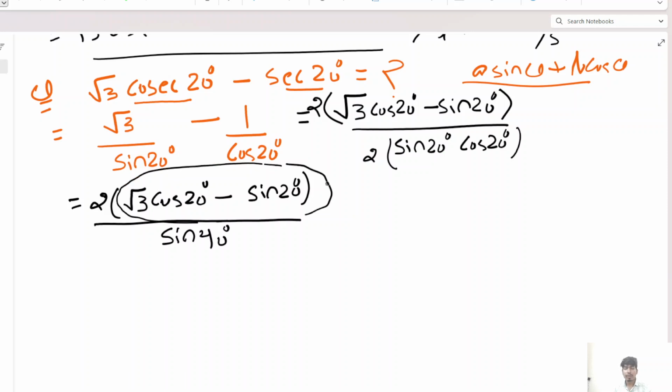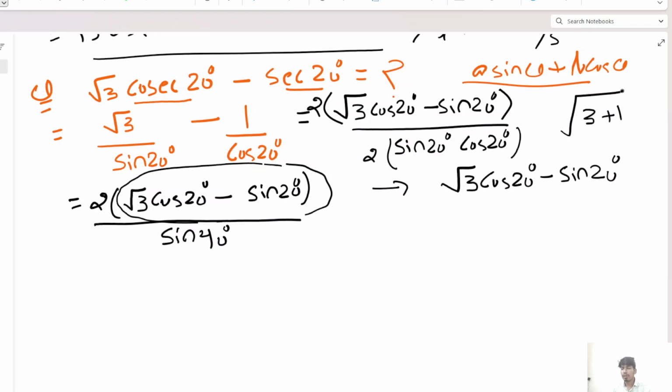Then one minute, if we write this only: root 3 cos 20 minus sin 20. Then we have to change this. We multiply and divide by 2. Why 2? Because 3 plus 1 is equal to 2. Divide and multiply by 2, then 2 into (root 3 by 2 cos 20 minus 1 by 2 sin 20).